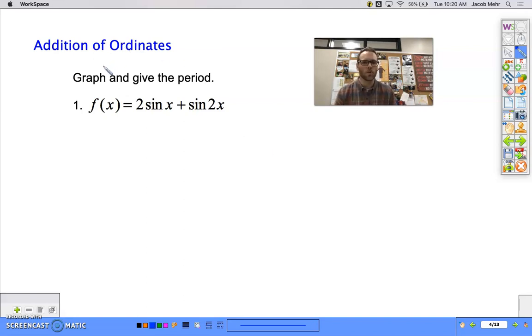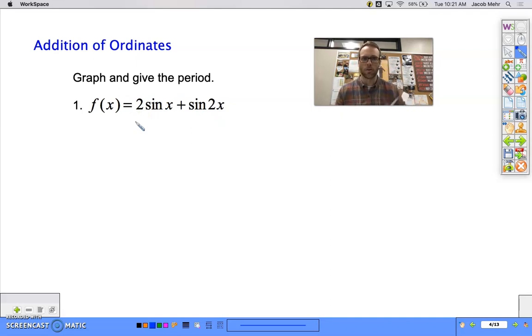So addition of ordinates, we're going to be adding two functions together here. Our function is 2 times the sine of x plus the sine of 2x. We're going to add those together. The reason I'm calling it addition of ordinates is because when we add two functions together, what does that mean graphically? It means that we're adding the y-coordinates together. So let's first graph this function, 2 times the sine of x.